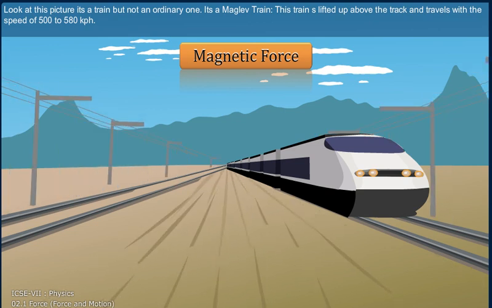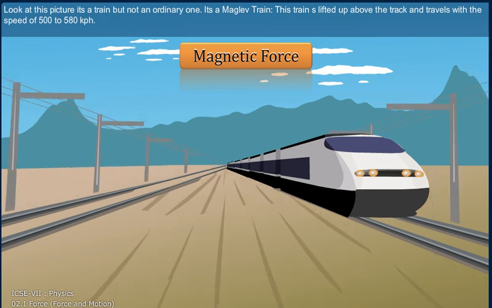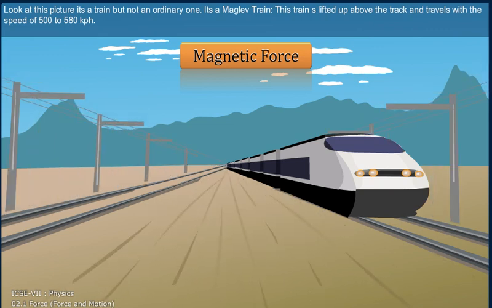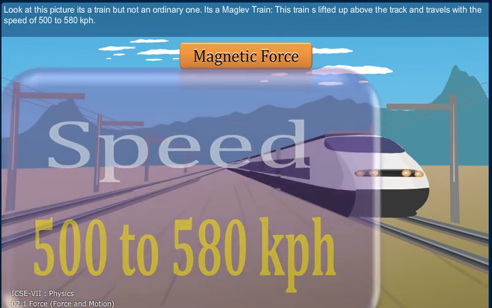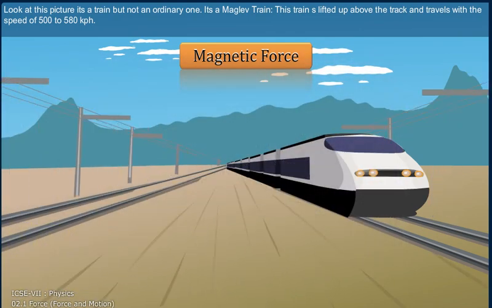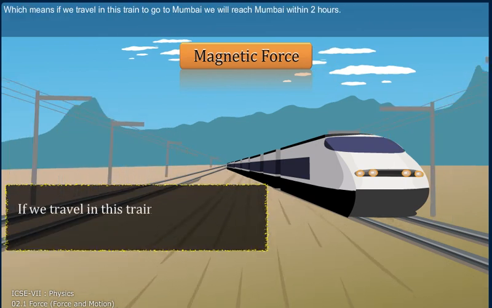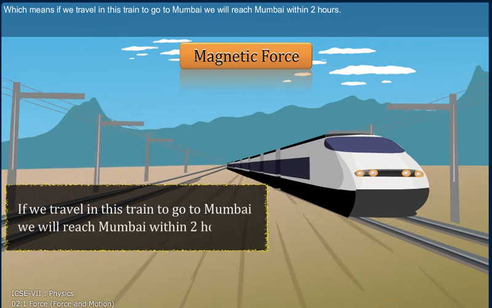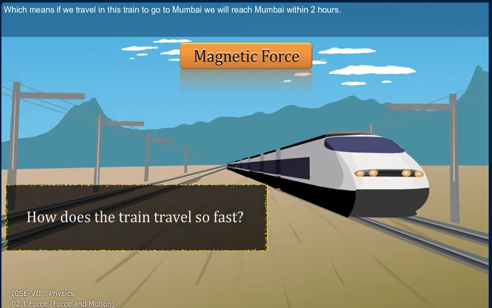Look at this picture. It's a train, but not an ordinary one. It's a maglev train. This train is lifted up above the track and travels at a speed of 500 to 580 kilometers per hour. Which means, if we travel in this train to go to Mumbai, we will reach Mumbai within 2 hours. How does the train travel so fast?